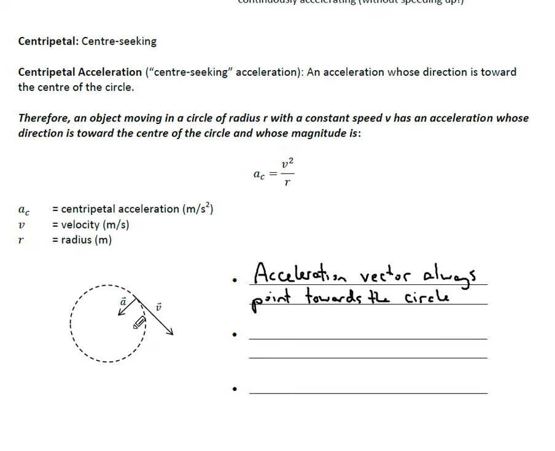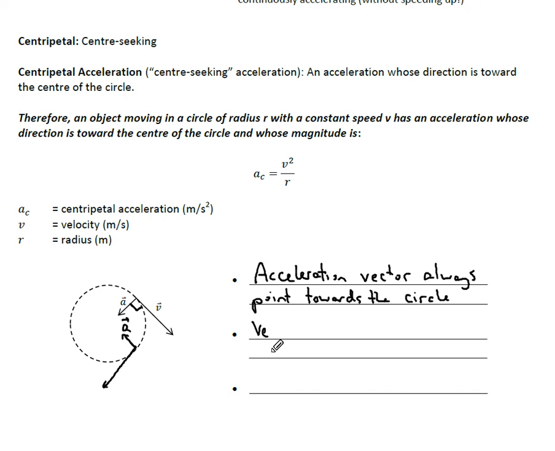Because this acceleration vector is perpendicular to the velocity, it doesn't change the speed of the object traveling in the circle, but it's constantly changing the direction. So when the object gets over here, the velocity is still the same, but at this point the acceleration is still perpendicular to the velocity, and the velocity is still perpendicular to the acceleration.